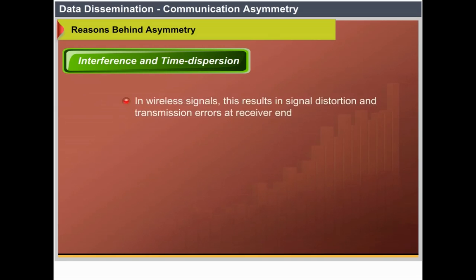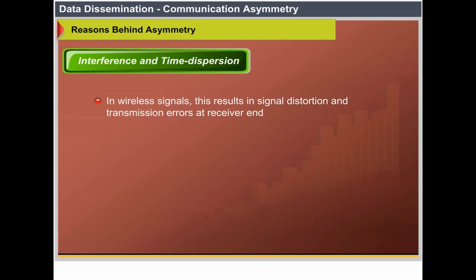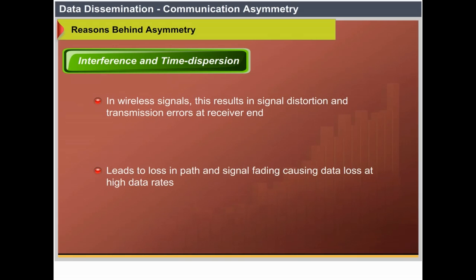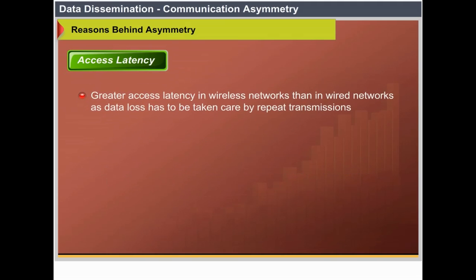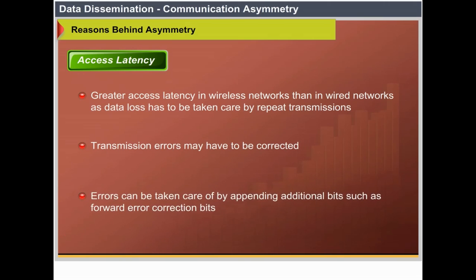Interference and time dispersion. In wireless signals, this results in signal distortion and transmission errors at the receiver end. Also lead to path loss and signal fading, causing data loss at high data rates. Access latency: greater access latency in wireless networks than in wired networks, as data loss has to be taken care of by repeat transmissions. Transmission errors may have to be corrected. Errors cannot be taken care of by appending additional bits such as forward error correction bits.